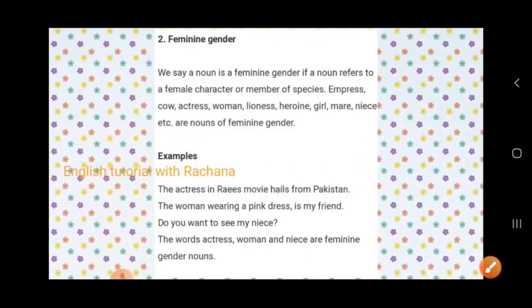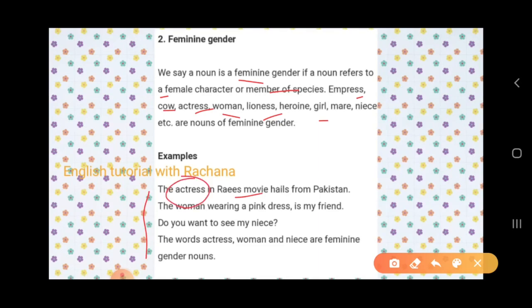Let's understand feminine gender. We say a noun is feminine gender if it refers to a female character or a member of a species. Examples: empress, cow, actress, women, lioness, heroine, girl, mare, niece, etc. As an example, the actress in the Raees movie hails from Pakistan. So here the word actress refers to feminine gender.